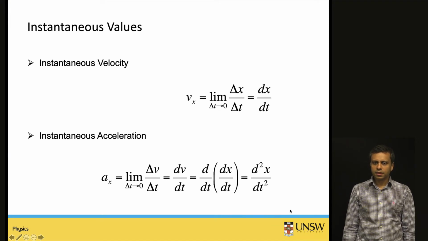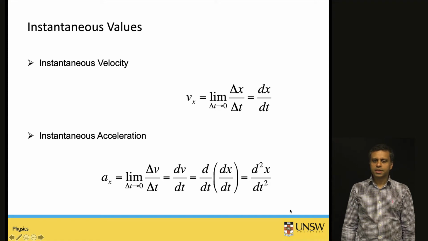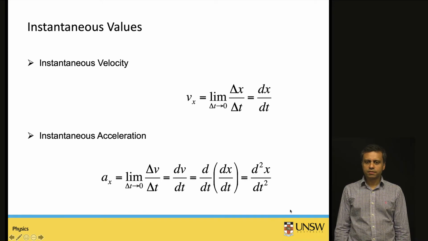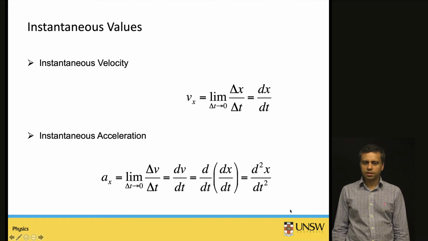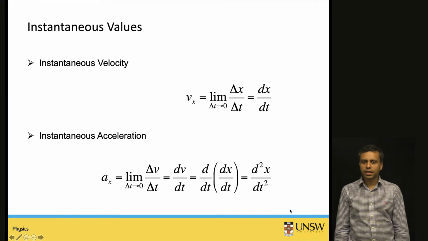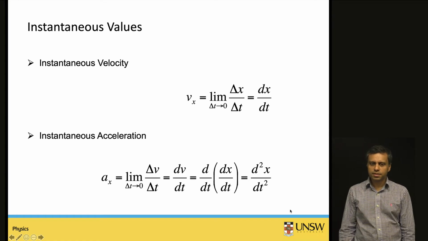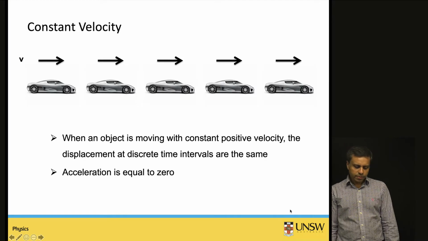And if we use the definition of instantaneous velocity we just derived, we see that acceleration is related to the second derivative of the position with respect to time. So acceleration is given as d2x over dt2. That is the second derivative of position over time. So if we know the position time graph, we can calculate both the instantaneous velocities and the instantaneous acceleration. Now let us look at some examples.